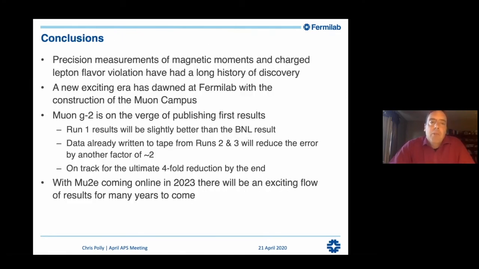So in conclusion, precision measurements of magnetic moments in charged lepton flavor violation have had a long history of discovery. There's a new exciting era that has dawned at Fermilab with the construction of the Muon Campus. Muon G-2 is on the verge of publishing first results. The run 1 result will be slightly better than the BNL result, and data has already been written to tape from subsequent runs that will reduce that error by another factor of 2. So overall, we're on track for the ultimate 4-fold reduction in the experimental error that we expect by the end of the experiment. With Mu2e coming online in 2023, there should be an exciting flow of results from the Fermilab Muon program for many years to come.